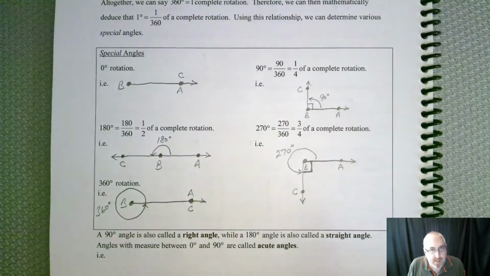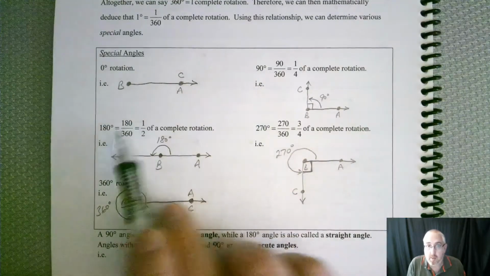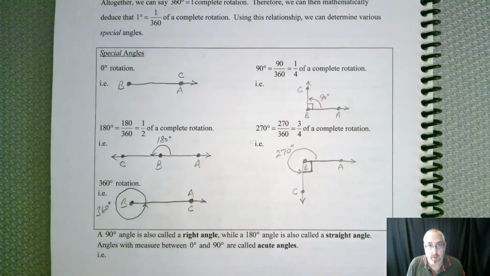But is it really that special? Not really. So out of all of these, which ones are really the most important? I would say the 90 and the 180. Those are the two biggest ones you want to be familiar with. So let's explore those a little bit more, and then we're going to see some examples.